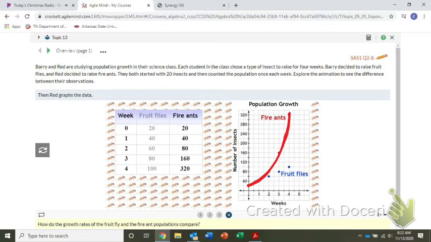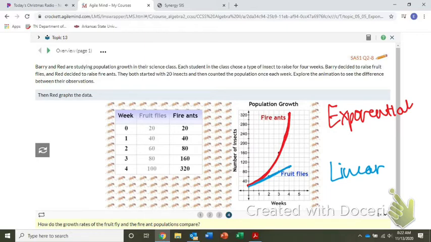All right, what do you notice about the fire ant graph? What does it have in it? It's got a bend. It's got a little curve in it, okay? What kind of graph is that? What's our topic called? Exponential. So, this is an exponential, while the fruit flies is linear.